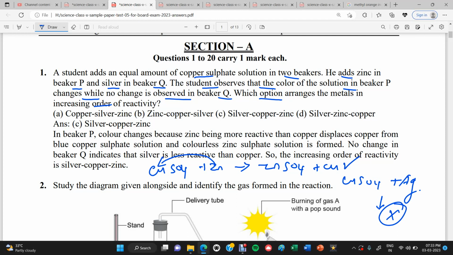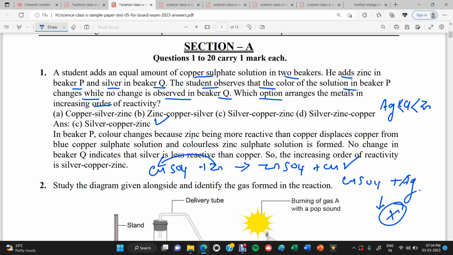So increasing order means you have to write the least reactive first. Among the three, Ag is lesser than copper, and copper is lesser than zinc. So this is the order. Check that everything has been answered correctly. The second one, hydrogen, copper, silver, zinc. Okay, this is the thing. Silver, copper, zinc. In beaker P, the color changes because zinc is more reactive than copper.